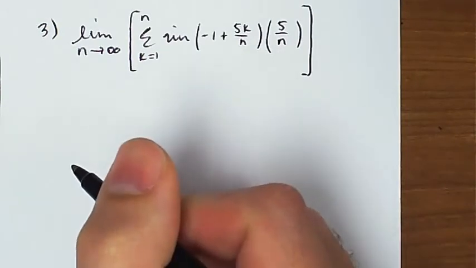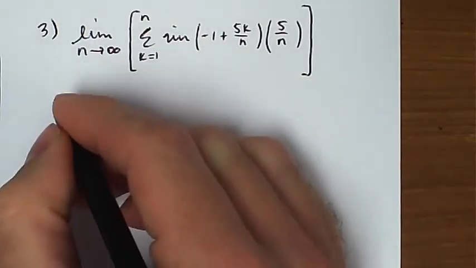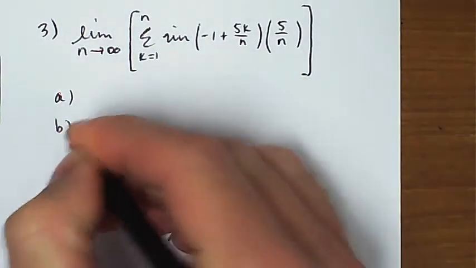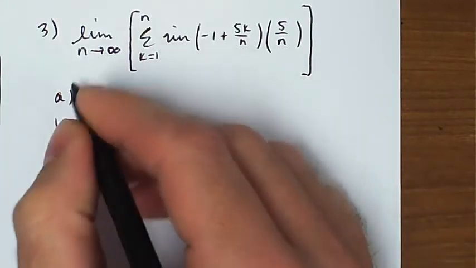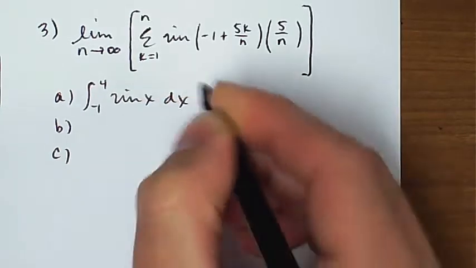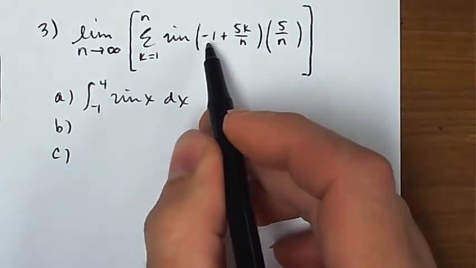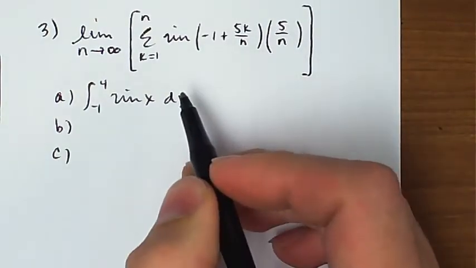All right, and then the question is, is this equal to any or how many of the following integrals? So I'm actually going to call them A, B, and C rather than Roman numeral 1, Roman numeral 2, and Roman numeral 3. This is negative 1 to 4 sine x dx. It sure does fit the pattern, right? We could start this integral at negative 1, have a width of 5. Okay, this is, yes.